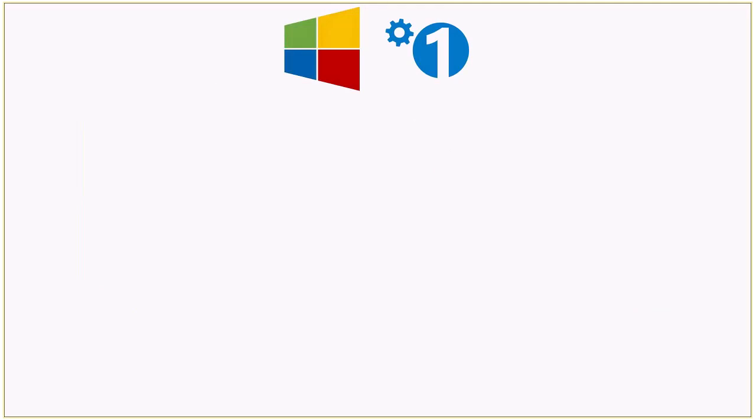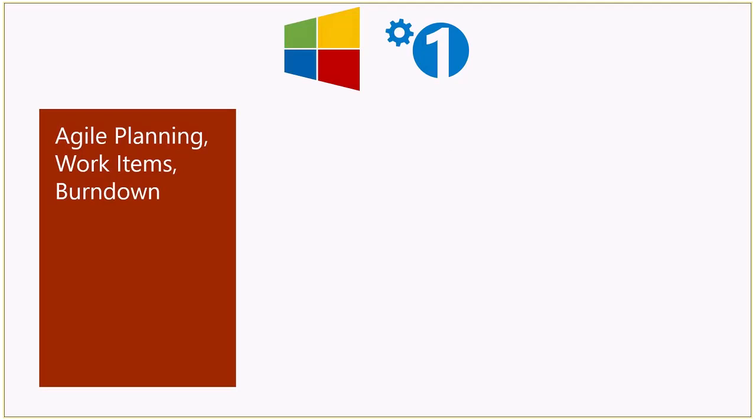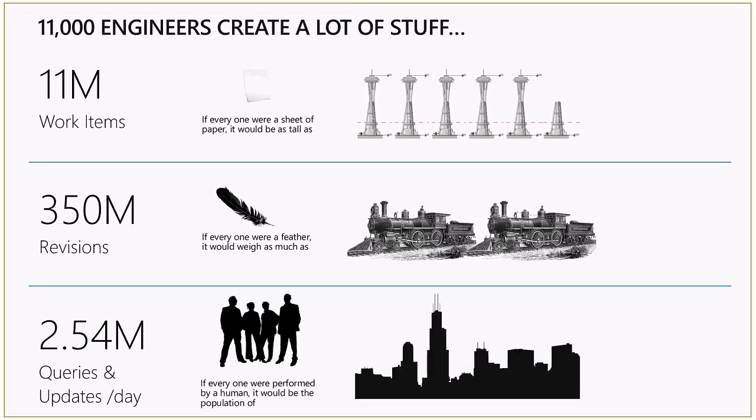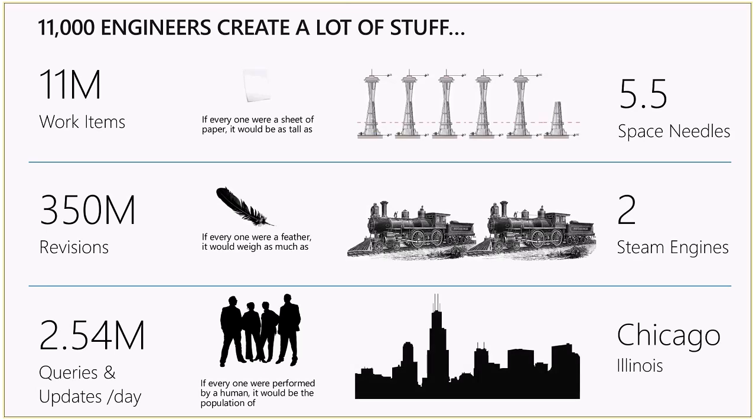So some of the challenges I'd like to walk through, we'll start with basically agile planning and work items. How do we plan the work? How do we do the work management piece of this at scale across 7,000 developers, 11,000 engineers, 22,000 people? How do we do that? As you can imagine, having so many people jammed into one DevOps account generates a lot of work items. You look at the slide here, 11 million work items is an amazing number of work items, 350 million revisions, and almost 2.5 million queries. It's a lot of information, right?